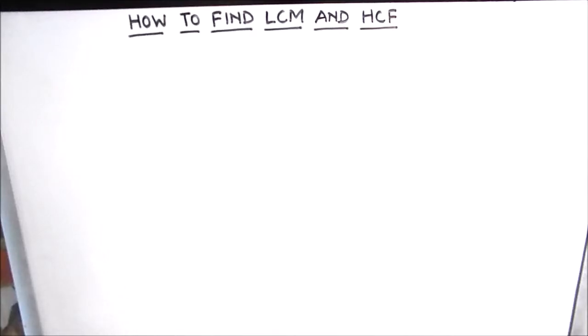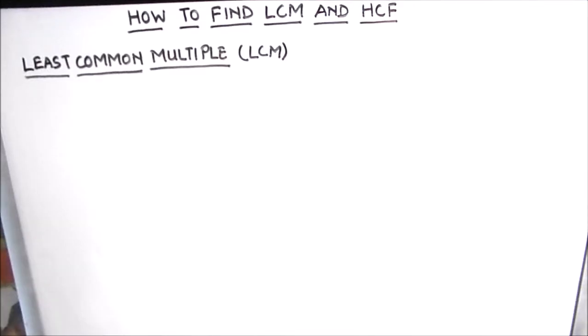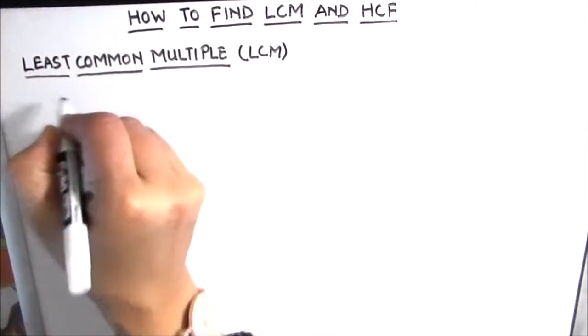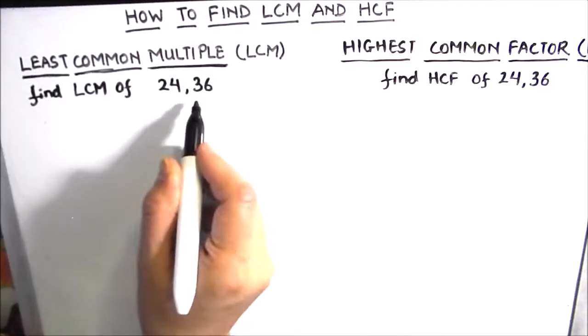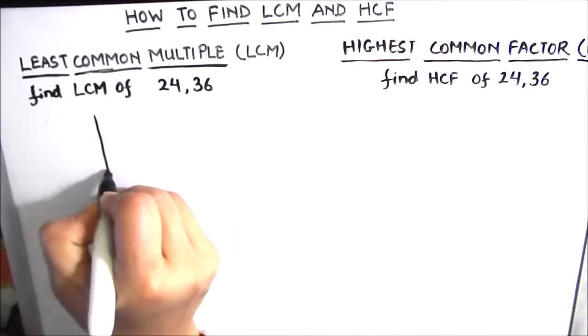Hello students, in this video we are going to learn how to find LCM and HCF. So let's start with finding the LCM of numbers. The least common multiple of two numbers is the smallest number which is a multiple of both the numbers. So let us start by finding the LCM of two numbers, 24 and 36.